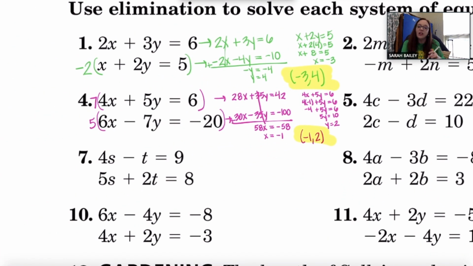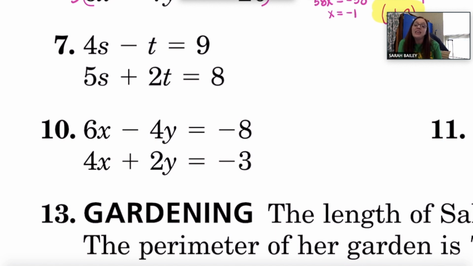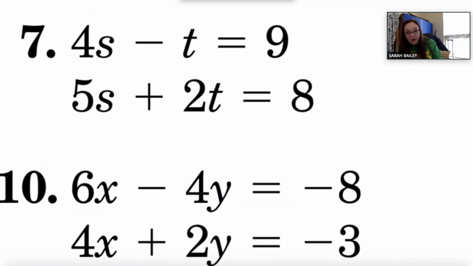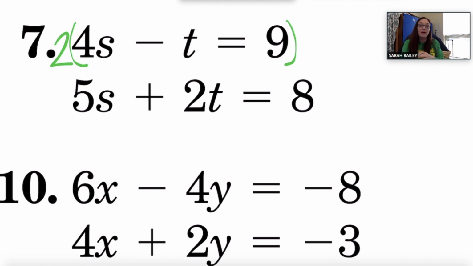Okay. Let's try one more. Let's try number 7 together. So we've got 4s minus t equals 9 and 5s plus 2t equals 8. Now, I can make the s's or the t's cancel. It'll be a lot easier to make the t's cancel, and the reason being is because the coefficient of this one is negative 1. First off, the t's have opposite signs, so that makes it a little bit easier. And if the coefficient of one of them is a 1, all I have to do then is multiply the top equation through by 2 and be done. I don't have to do anything to the second equation.